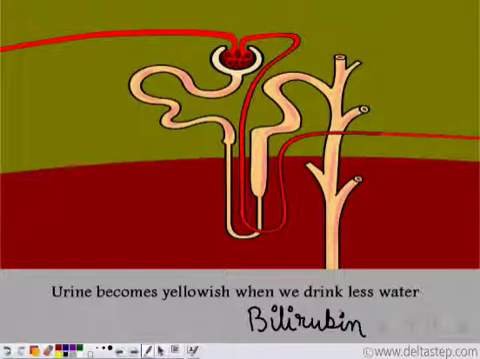Water is very important for the proper functioning of all the body cells. So, when we drink less water, the amount of water in the glomerular filtrate reduces, and so naturally the concentration of bilirubin increases in the glomerular filtrate, giving it a dark yellowish color.